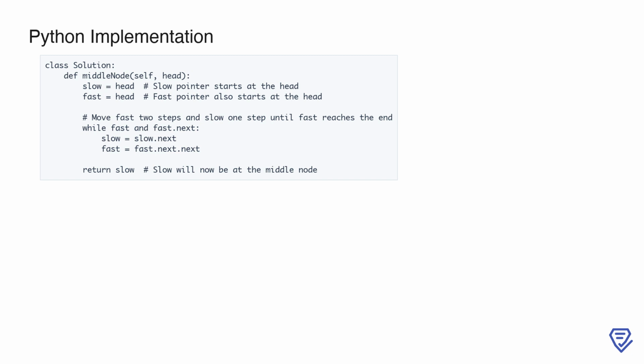This is because the fast pointer moves twice as fast as the slow pointer, effectively traversing the list in half the time. Finally, the function returns the slow pointer, which now points to the middle node of the linked list. If the list has an even number of nodes, the problem specifies returning the second middle node, which this implementation handles naturally due to the fast pointer stopping condition. This approach is optimal and widely used for problems involving linked lists, as it avoids the need for extra space or multiple passes through the list.